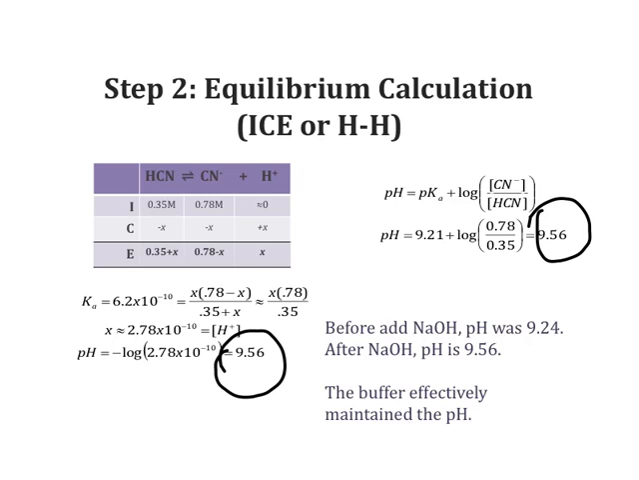However, whichever way you choose, just make sure you completely, fully understand how to do it that way. Okay? So then when we compare, before we added NaOH, the pH was 9.24. After it's 9.56. So the buffer effectively maintained the pH. The pH did not go out of control when we added the hydroxide ions.